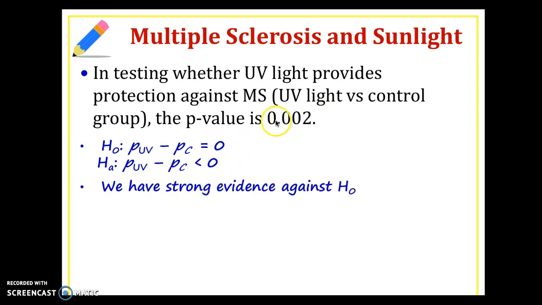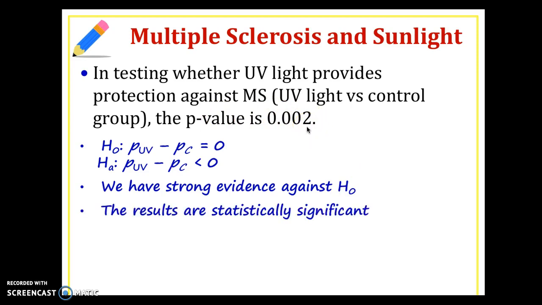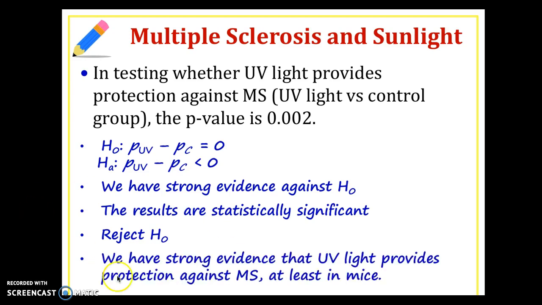So if the p-value is 0.002, that means we have strong evidence against the null. Remember, if the p-value is low, the null must go. The results are statistically significant. These mean the same thing. If we have strong evidence against the null, that means we have statistically significant results, and we reject the null hypothesis. So we would conclude we have strong evidence that UV light provides protection against MS, at least in mice.